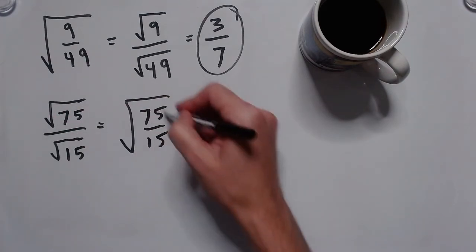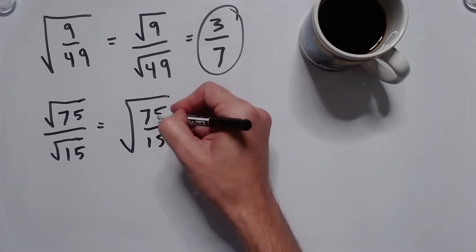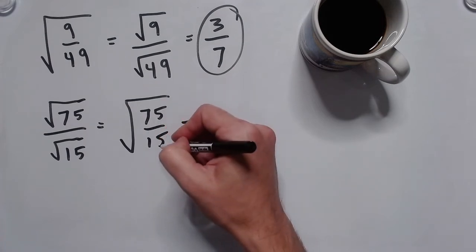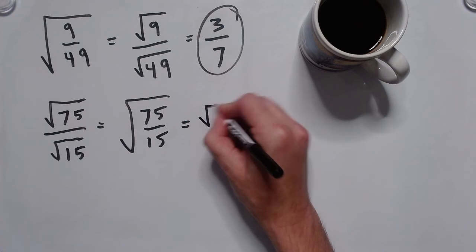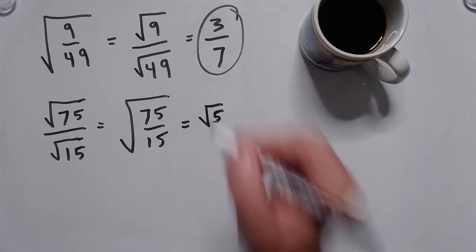So we can solve the part inside first. 75 divided by 15, well, it's just 5. So we end up with just root 5, and that's the answer.